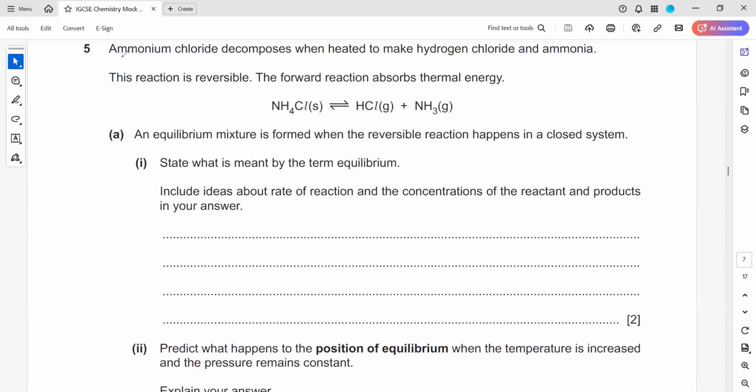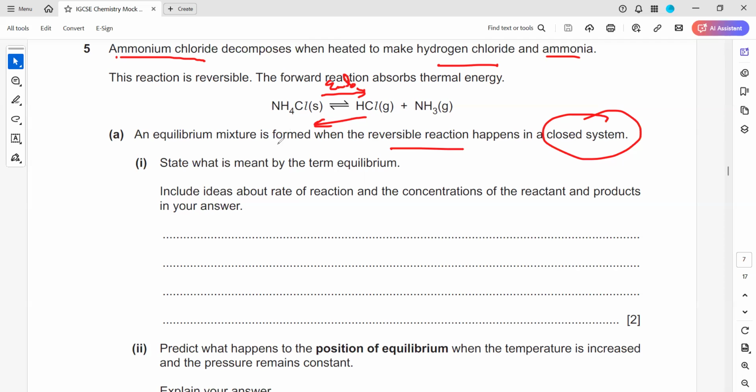Okay, next is ammonium chloride decomposes when heated to make hydrogen chloride and ammonia. This reaction is reversible. The forward reaction absorbs thermal energy. It means the forward reaction is endothermic. So if the forward reaction is endothermic, the backward reaction will be exothermic. Now, an equilibrium mixture is formed when a reversible reaction happens in a closed system. What is the meaning of the closed system? It means the particles of reactant and product cannot escape.